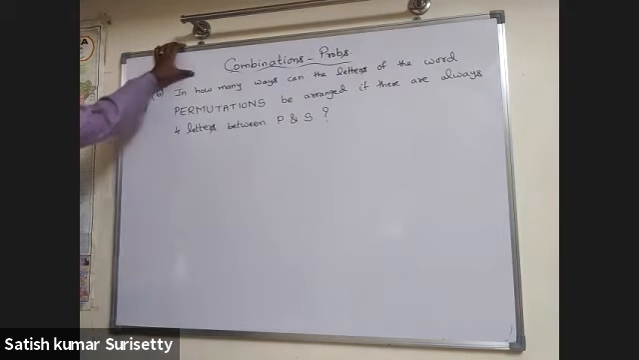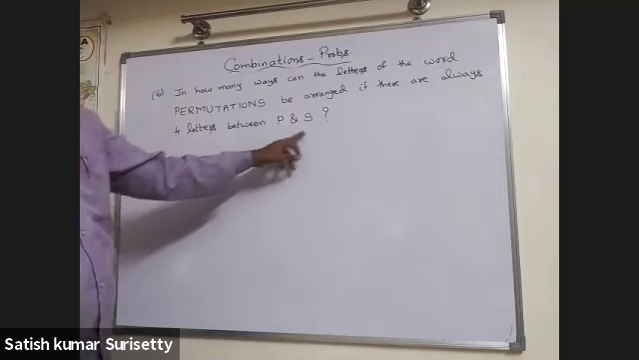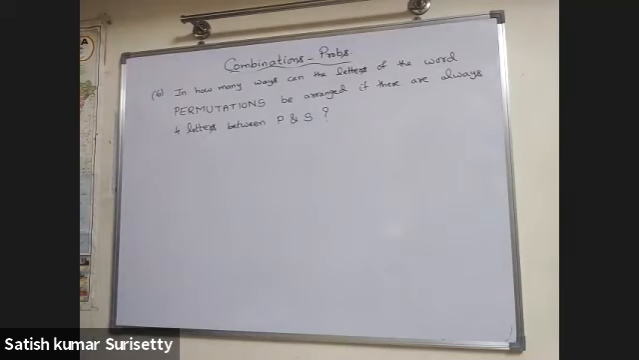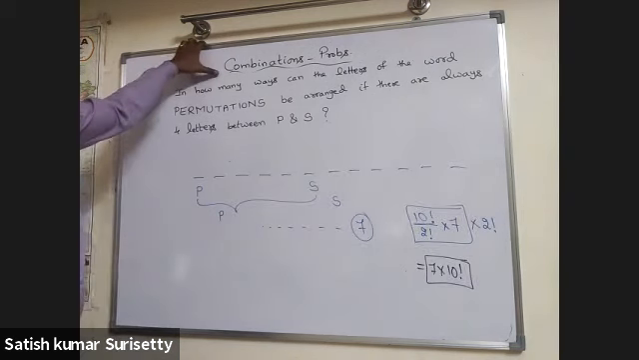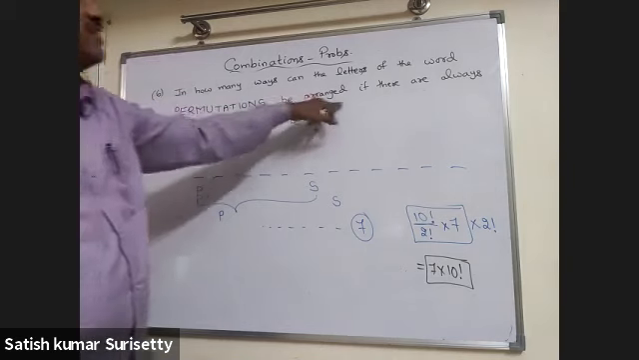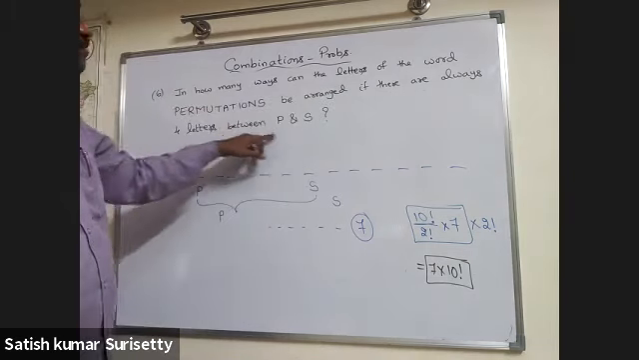So the next one is: in how many ways can the letters of the word PERMUTATION be arranged if there are always 4 letters between P and S? So in this problem, in how many ways can the letters of the word PERMUTATION be arranged if there are always 4 letters between P and S?